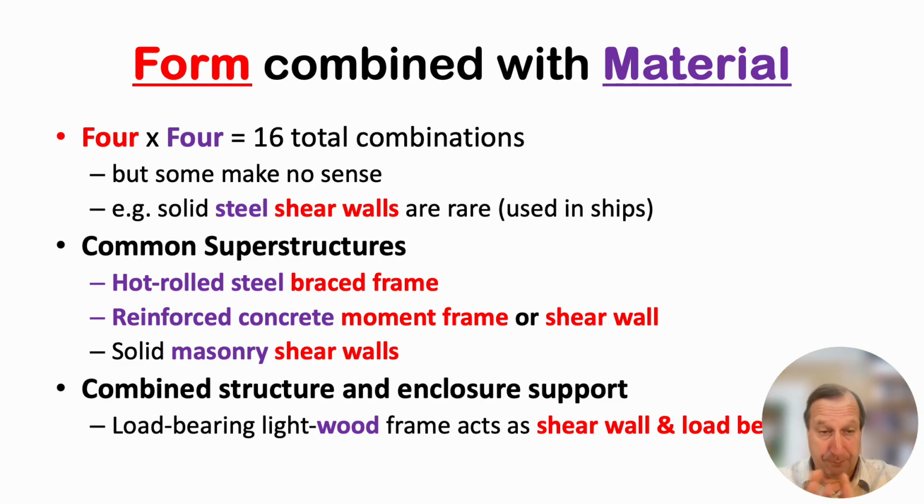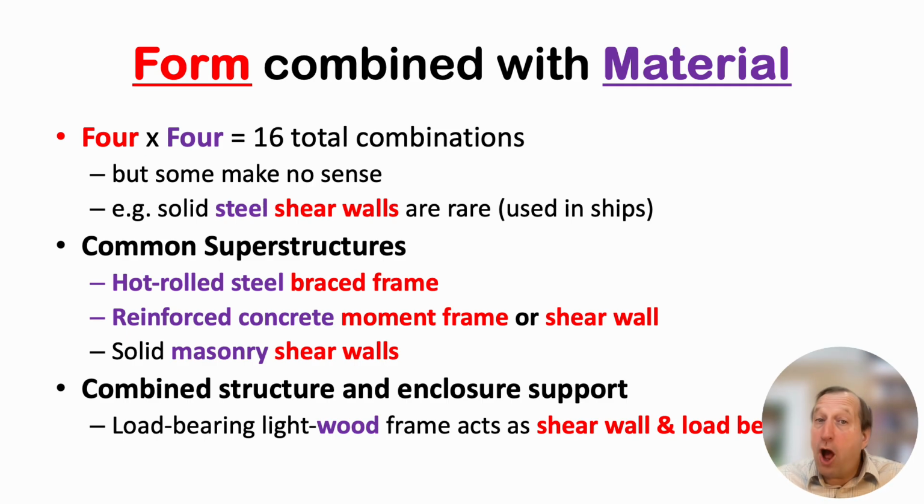So when it comes to the actual selection and understanding of what is going on in a building, what's the superstructure, we're combining these 4 types of materials with these 4 types of forms or systems to make roughly 16 combinations. And actually, some of these combinations are just not used in the building industry, such as solid, like steel as a material, and shear wall are rare. They're occasionally used, but mostly they're used in places like ships.